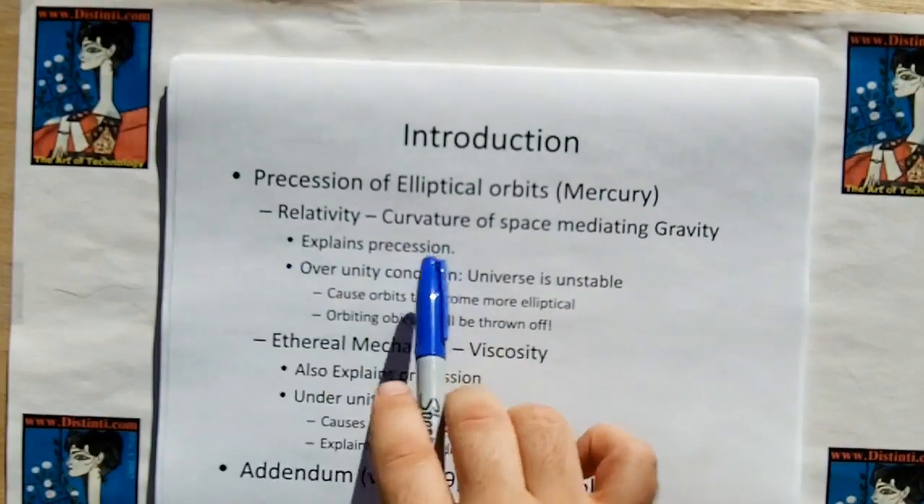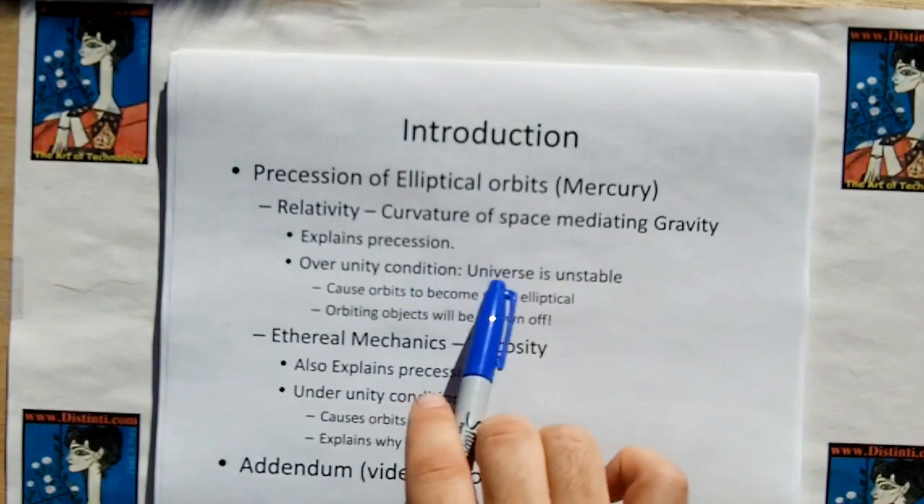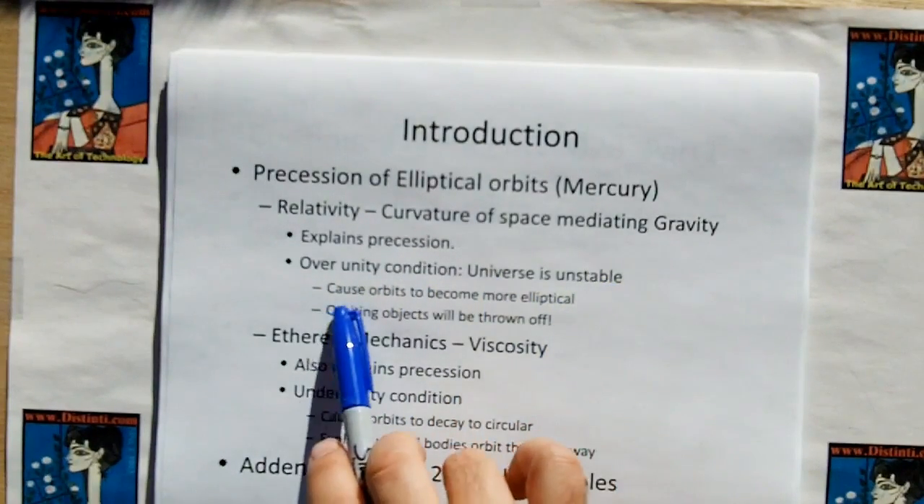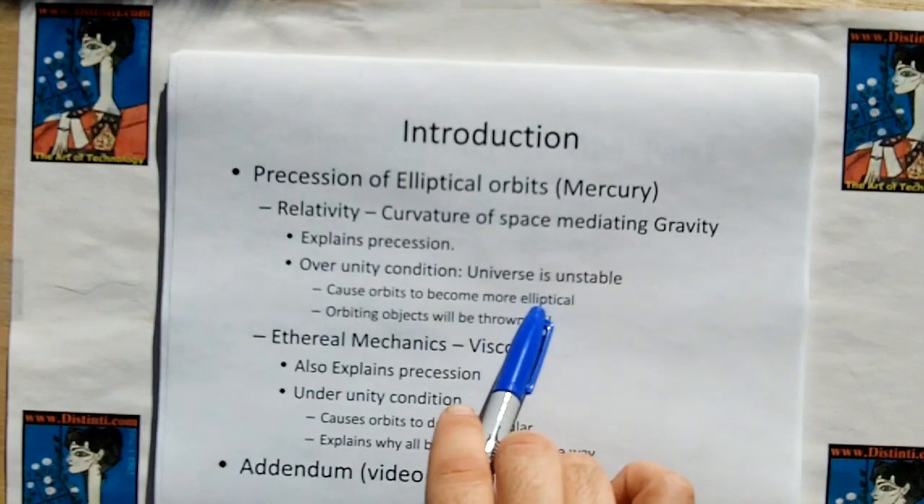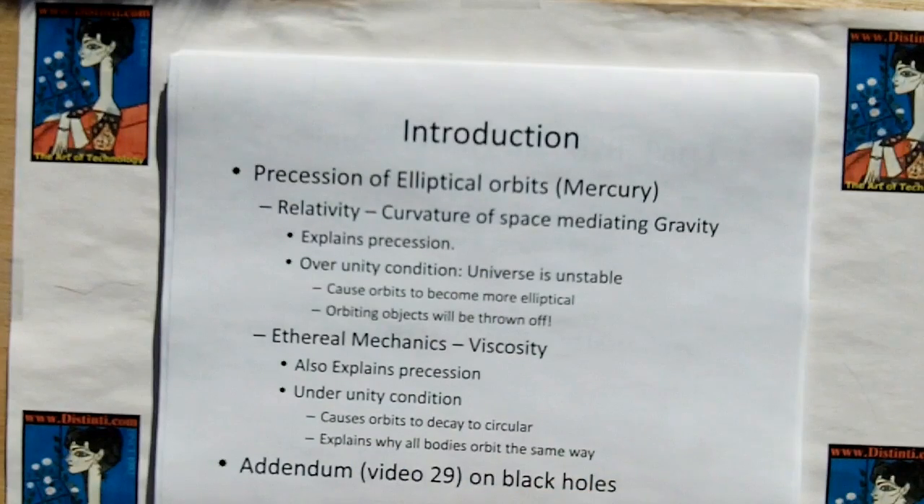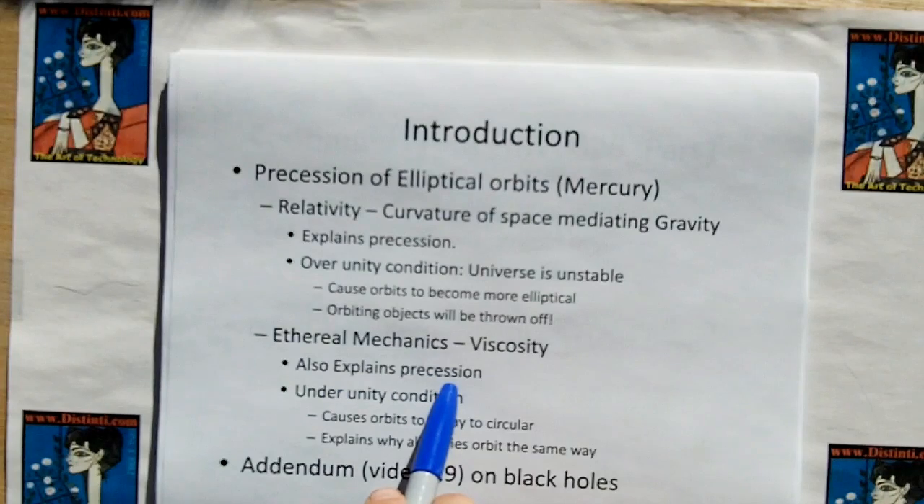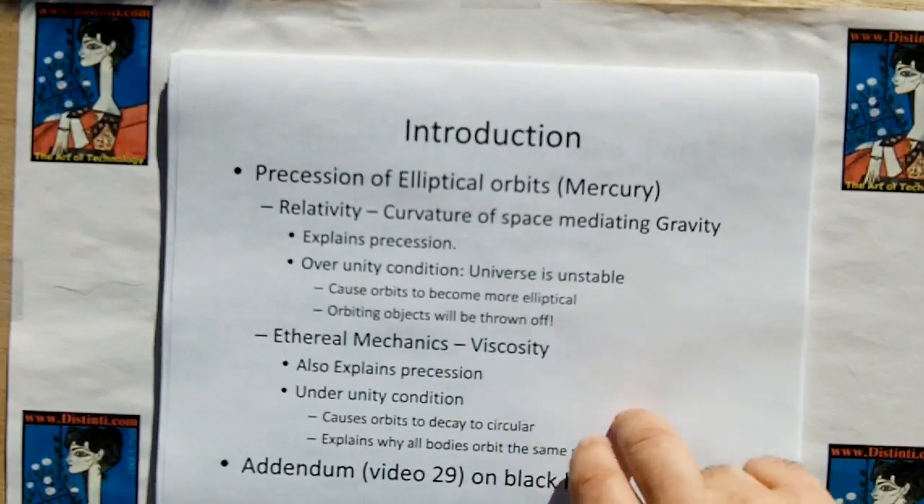But they explained precession, but I found out something in modeling this: they had come into an overunity condition, which causes the universe to be unstable because orbits become more and more elliptical, which means they're gaining energy. Eventually, everything in orbit will be thrown out of orbit, including galaxies. But in ethereal mechanics, viscosity also explains precession, and because of the viscosity, you do not get an overunity condition. It causes orbits to decay to circular. It explains why all bodies orbit in the same way around the central mass. We're also going to do an addendum to video 29 on black holes, which came about because of this.